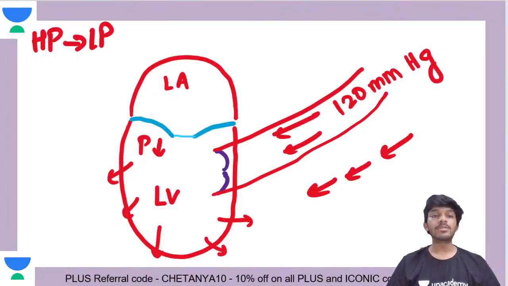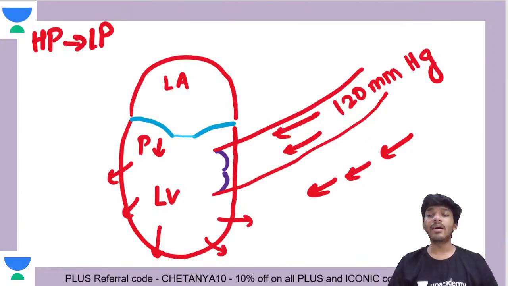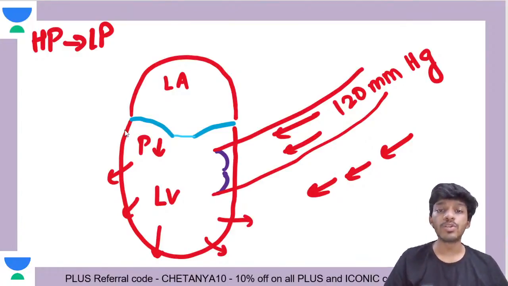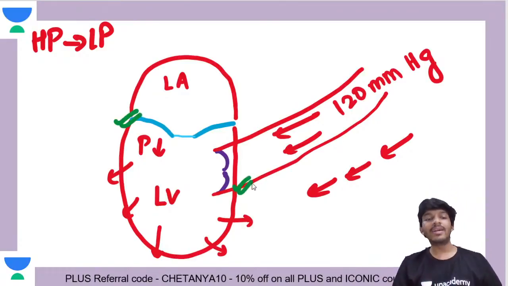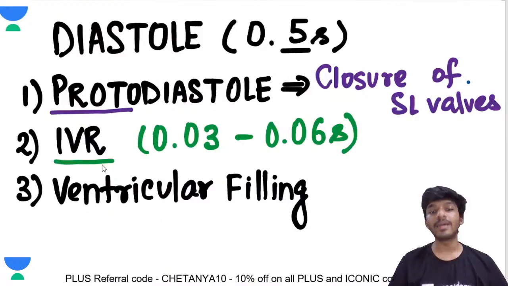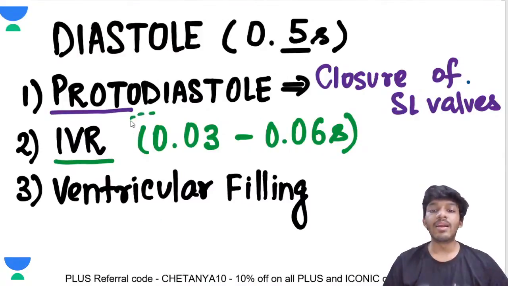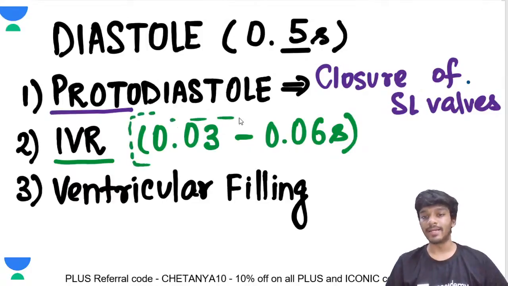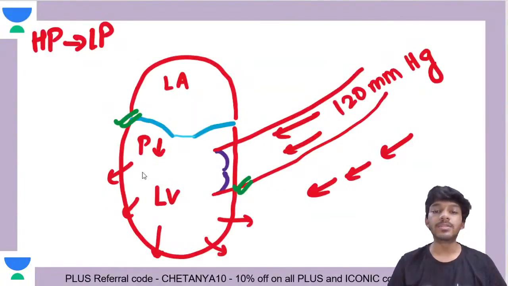And now what happens? The entire heart, both these valves are closed. This valve is also closed and this valve is also closed. So now when the ventricles relax, the volume will not change and that will be isovolumetric relaxation. And that will last for 0.3 to 0.6 seconds. Right, after isovolumetric relaxation, what happens?